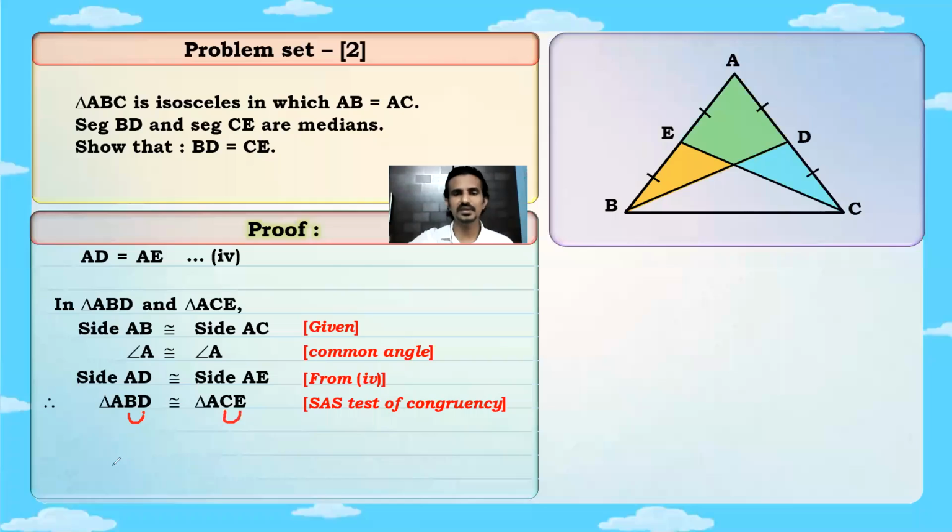BD and CE being the corresponding sides, we can prove them equal. So just write down, at the end, side BD is congruent to side CE. And this is what we had to prove. Okay, side BD is congruent to side CE.